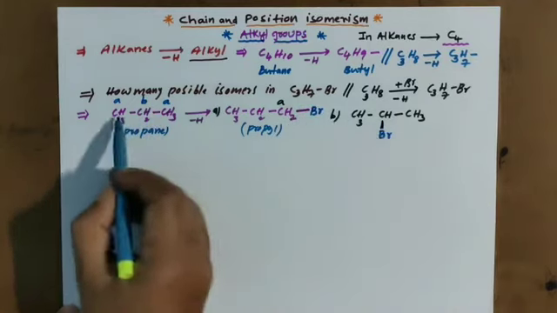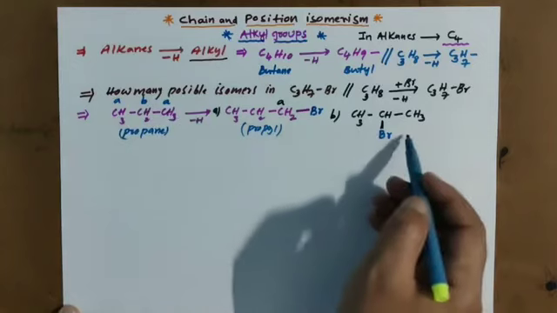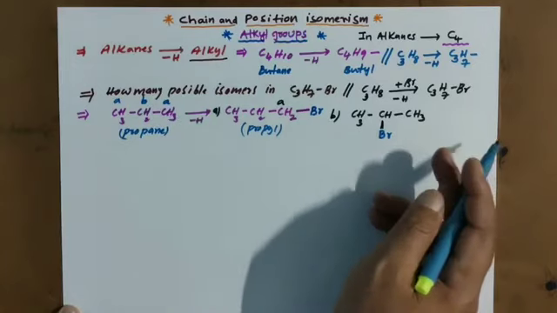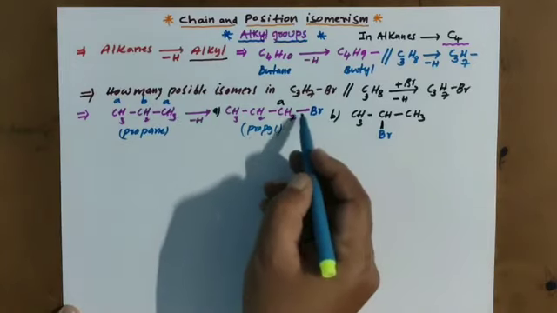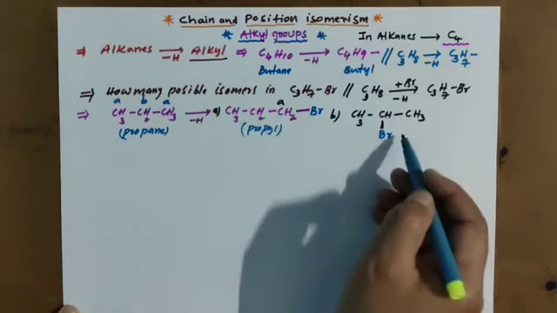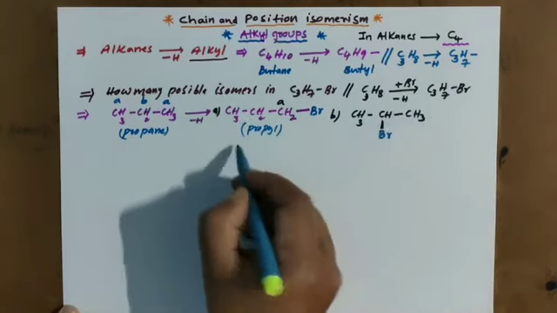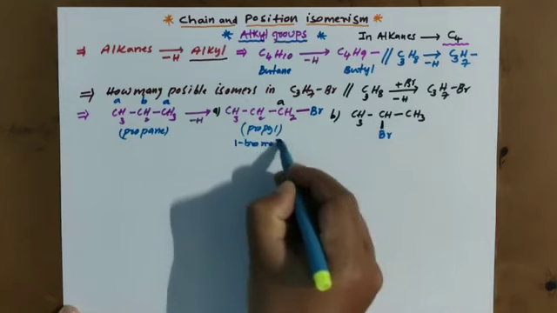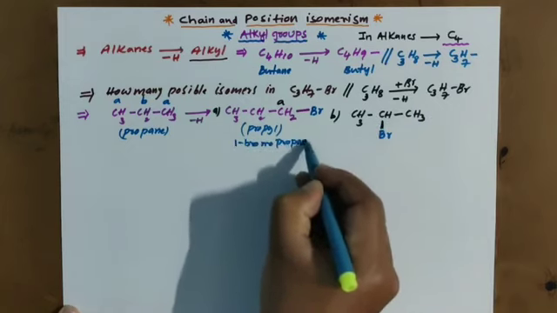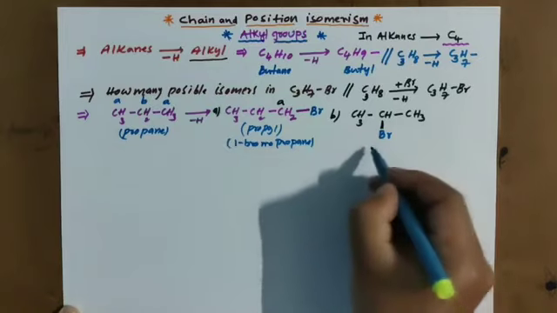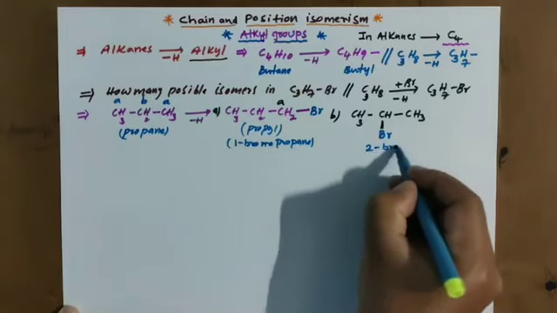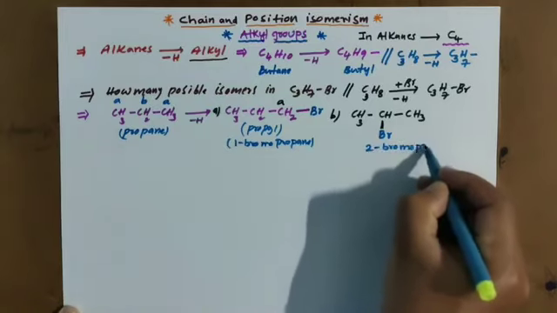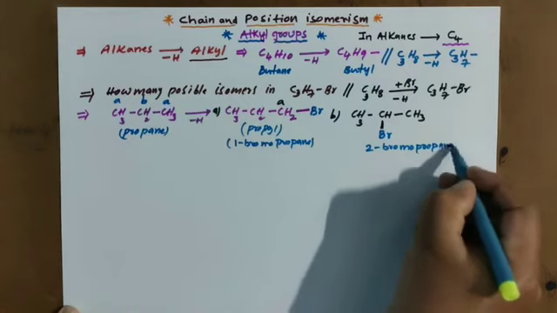So two types of carbons are there. That's why you are getting two isomers. This is the trick. This we are calling 1-bromopropane, and this is 2-bromopropane. Am I right?